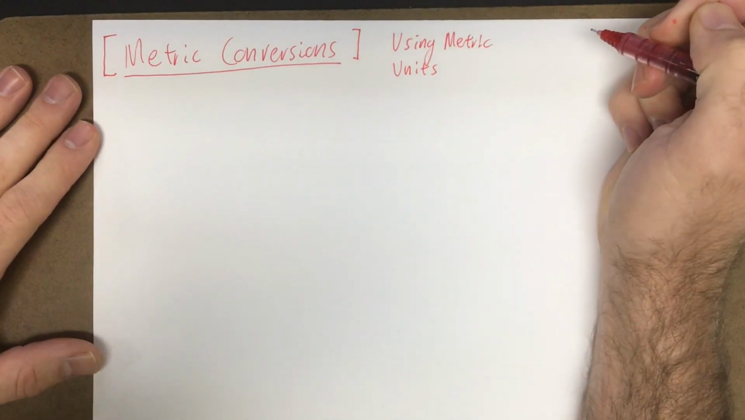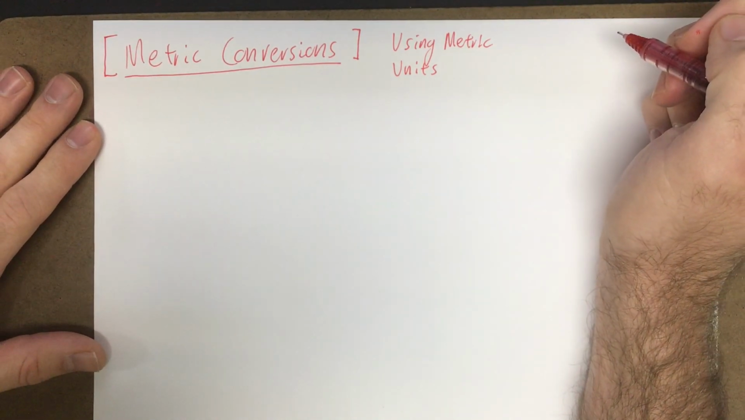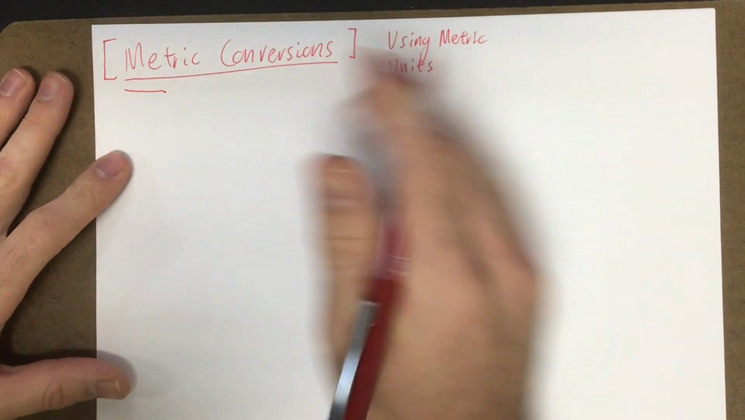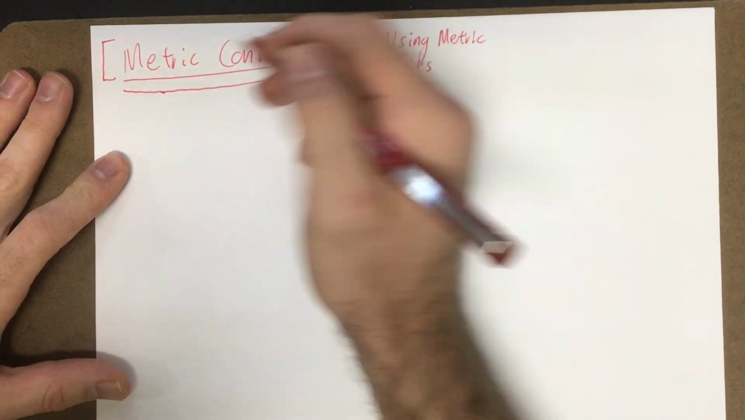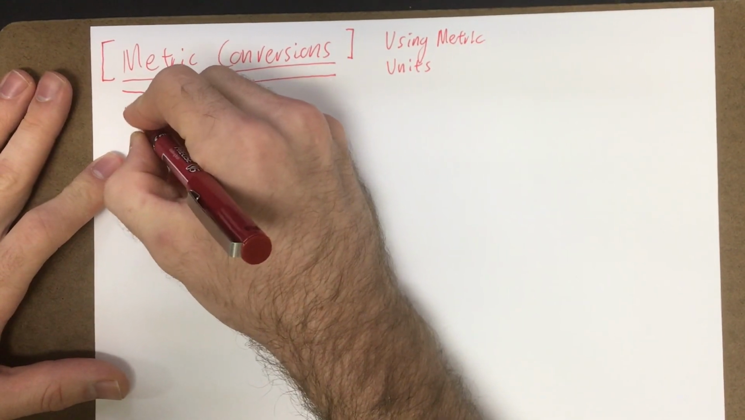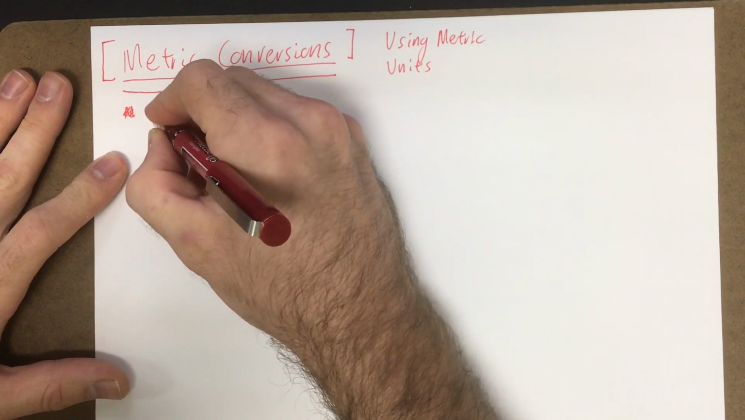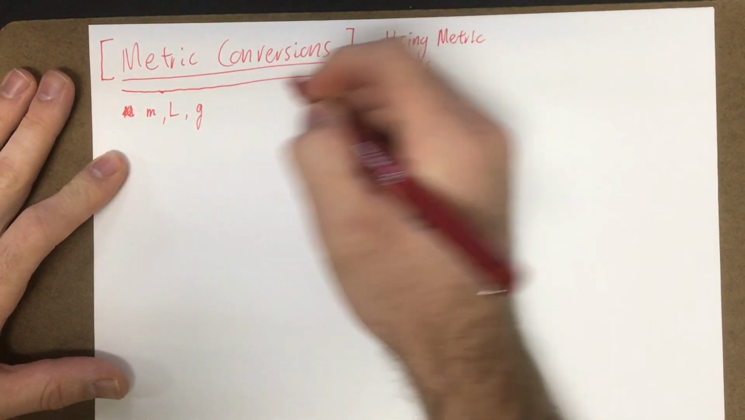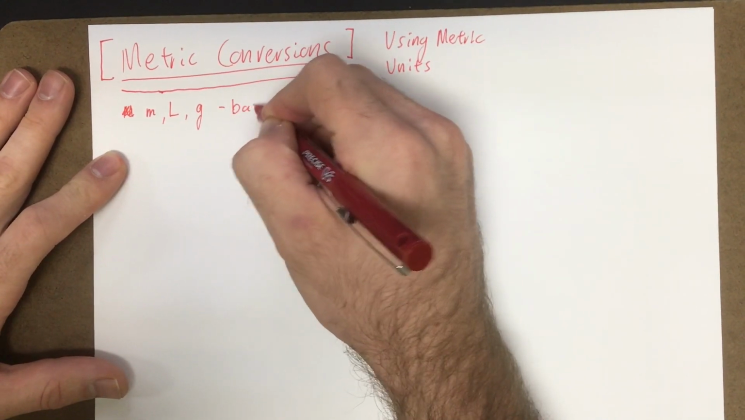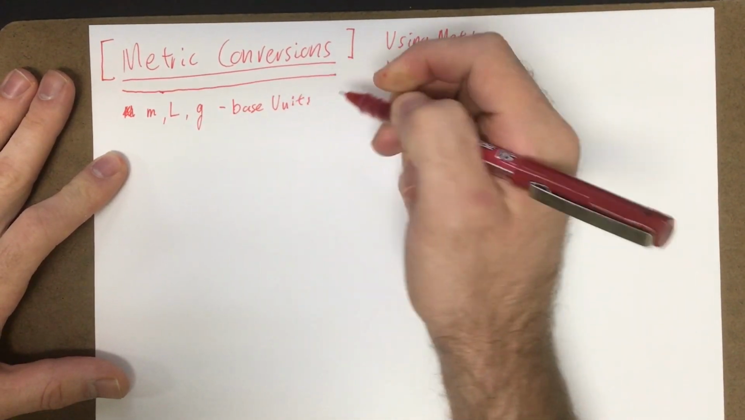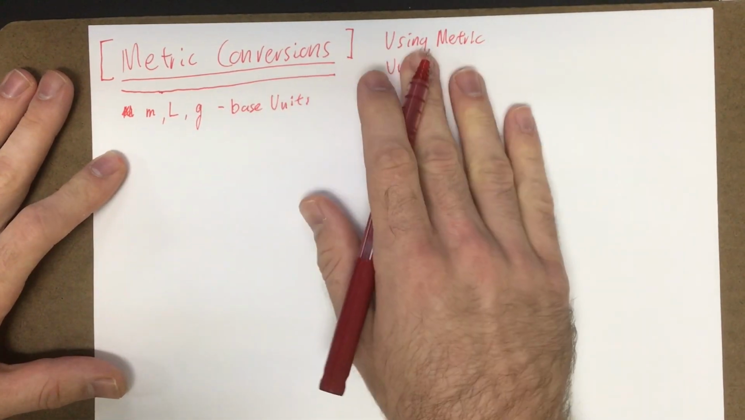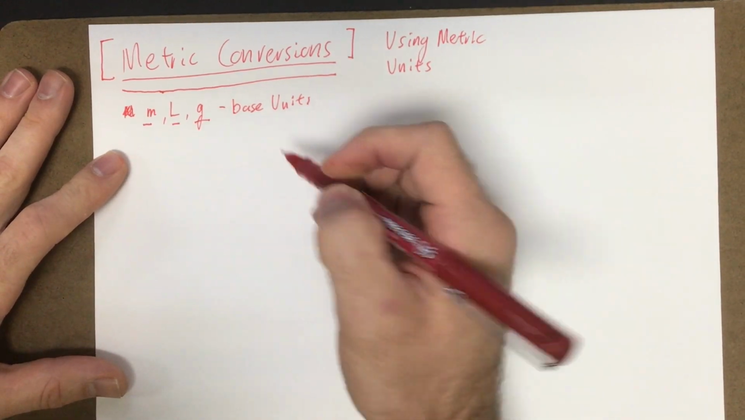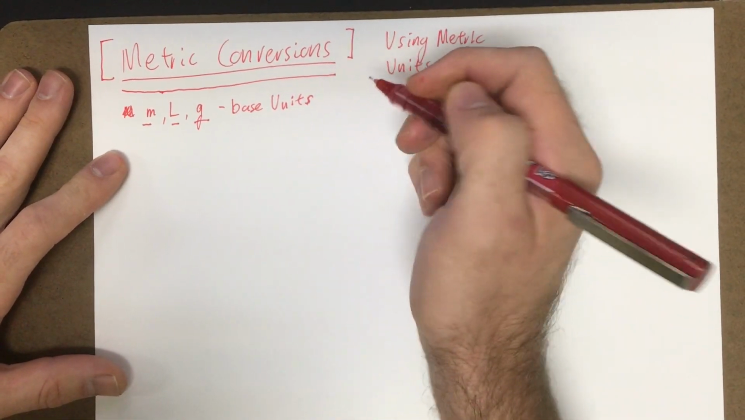Okay, so when we think about metric units, we need to think about more than maybe meters. Sorry, this should be lowercase meters. Meters, liters, and grams. Those are what we call our base units. Okay? But when we think about metric conversions, we need to think about these base units, but we need to think about some other base units.